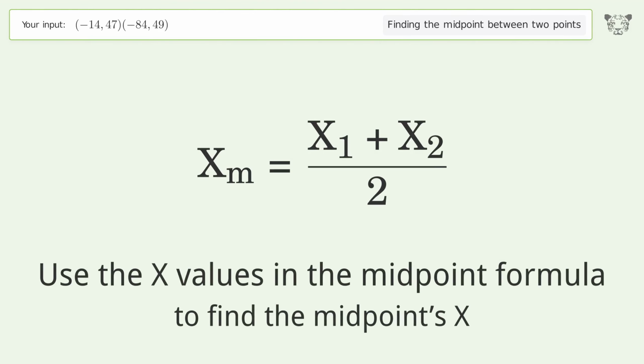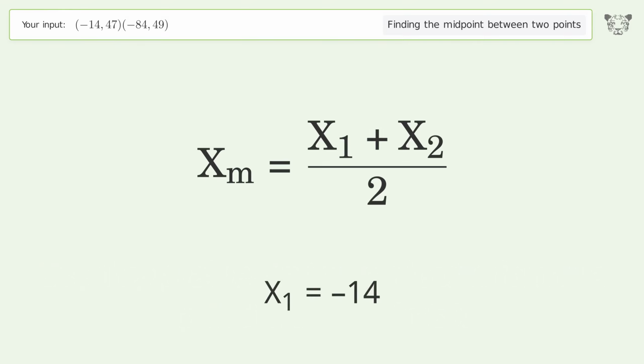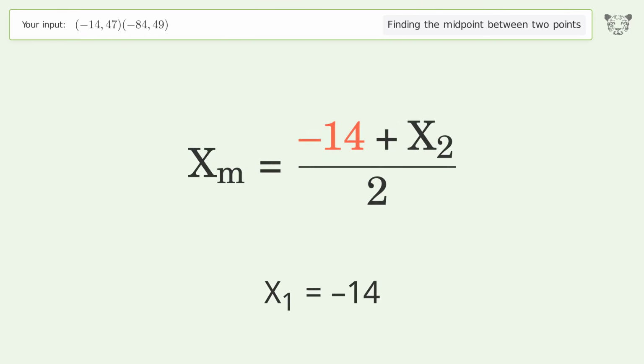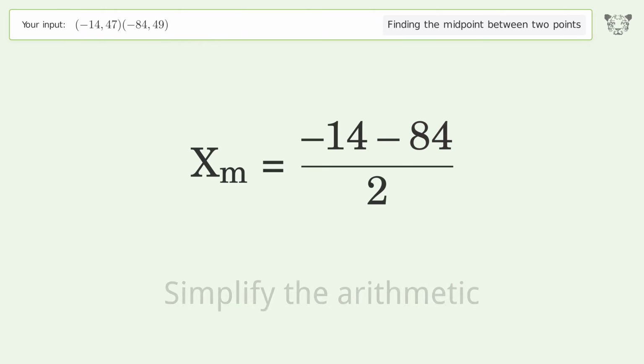Use the x values in the midpoint formula to find the midpoint's x. x1 equals negative 14. x2 equals negative 84. Simplify the arithmetic.